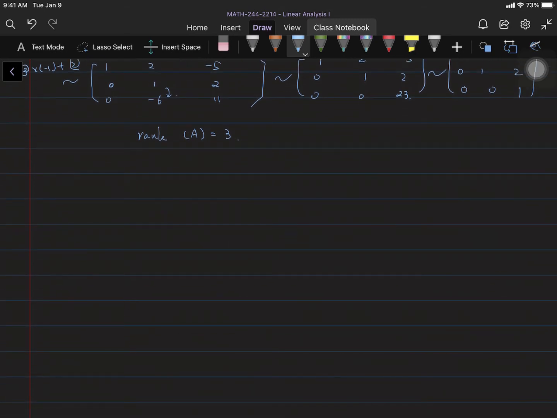Okay. The last definition is called the reduced row echelon matrix. Let's take a look at the definition.